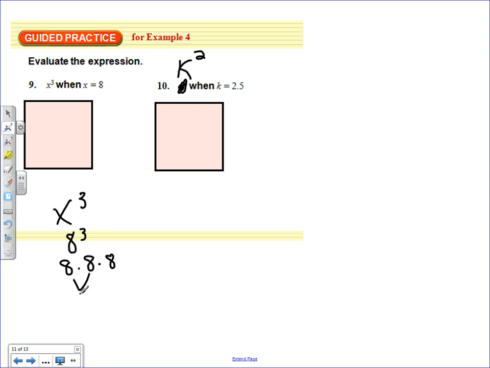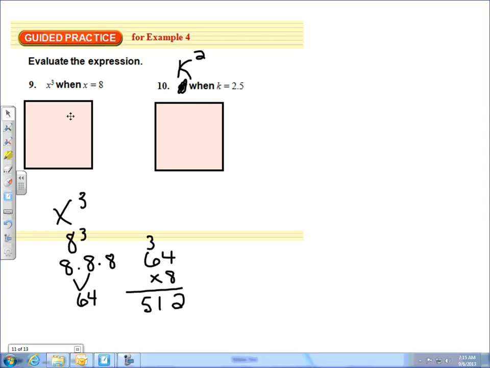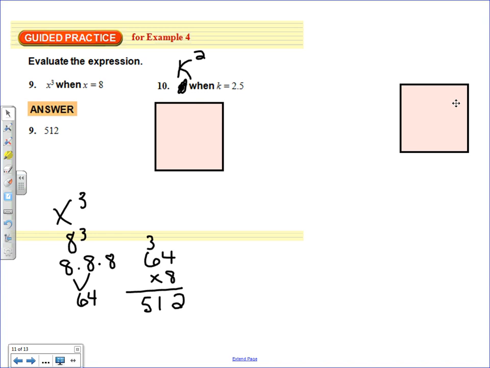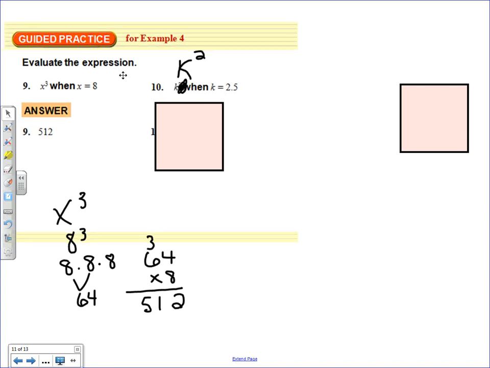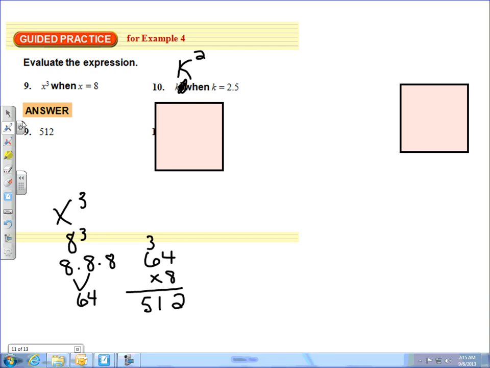If we do a little math here, hopefully we can all do that piece in our head. 8 times 8, 64. Now we need to take 64 and multiply it times 8. 4 times 8 is 32. Carry your 3. 6 times 8 is 48. And 3 more would be 51. For an answer of 512. And if we go up here and check our work just to be sure we did get the correct answer. Oops. Okay, sorry, moved it slightly.